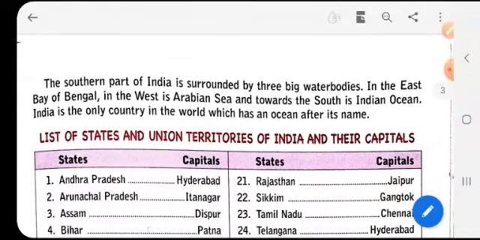Now the southern part of India is surrounded by three big water bodies. You can see that India tapers at the southern part, and it is surrounded by three water bodies: in the east we have the Bay of Bengal, in the west we have the Arabian Sea, and towards the south we have the Indian Ocean. And India is the only country in the world which has an ocean named after it.